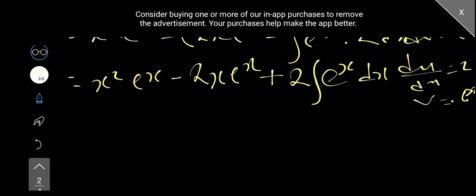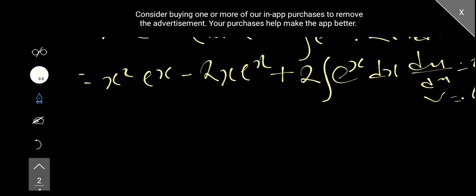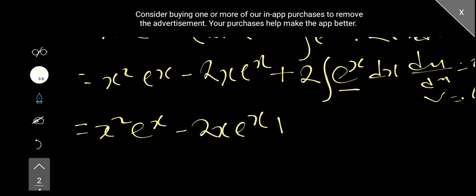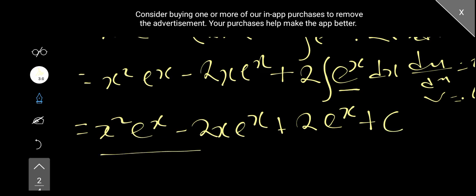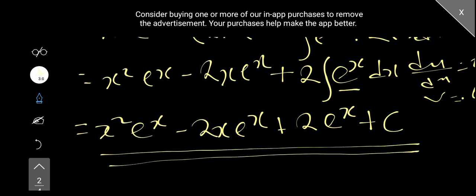Since now inside the integral we only have a function which is integratable, we can integrate e to the power x. So let us copy that: x squared e to the power x minus 2x e to the power x plus 2 times the integral of e to the power x, and the integral of e to the power x is e to the power x, so 2 e to the power x plus c, since we are doing an indefinite integration here. So that is how you go about the integration by parts, integrating two functions.